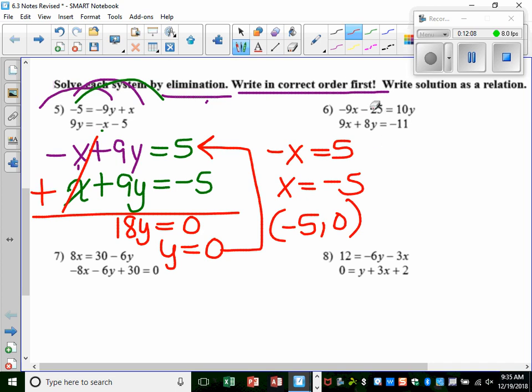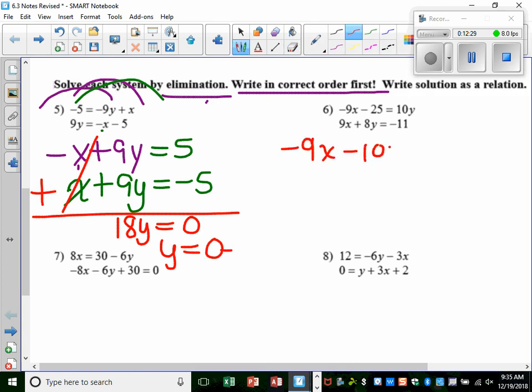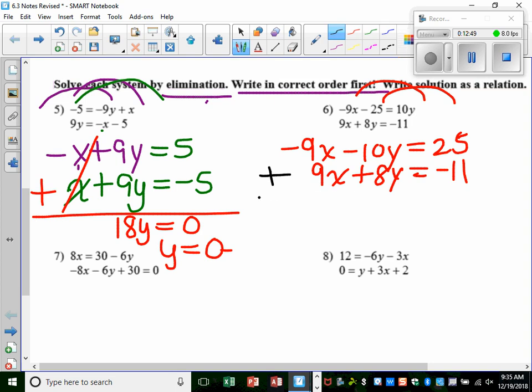All right, let's get number 6 in the correct order. So in number 6, I just need to move the y over and move the negative 25 to the other side. So negative 9x minus 10y equals positive 25. Because I put that over here, put that over there, change the signs. I'm going to write down the second equation. Okay, that's already in the correct order. And since they already have opposite signs, I put a plus.